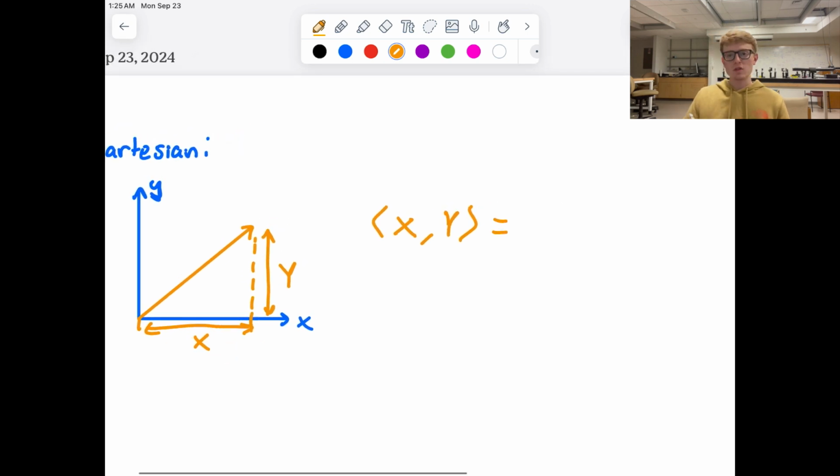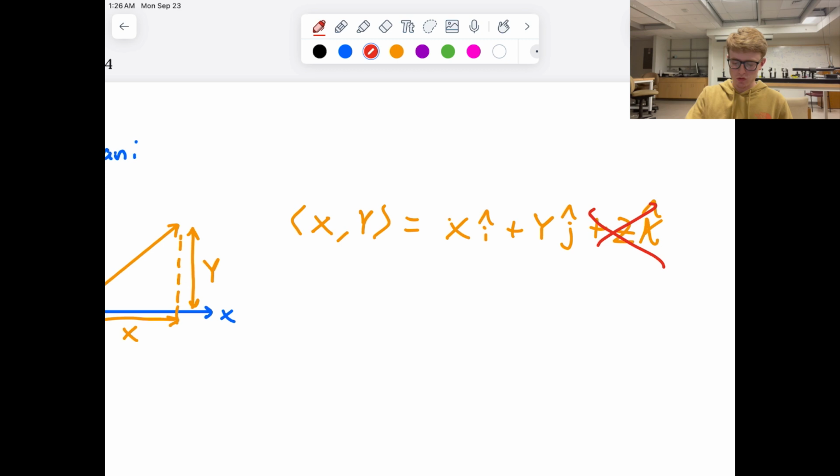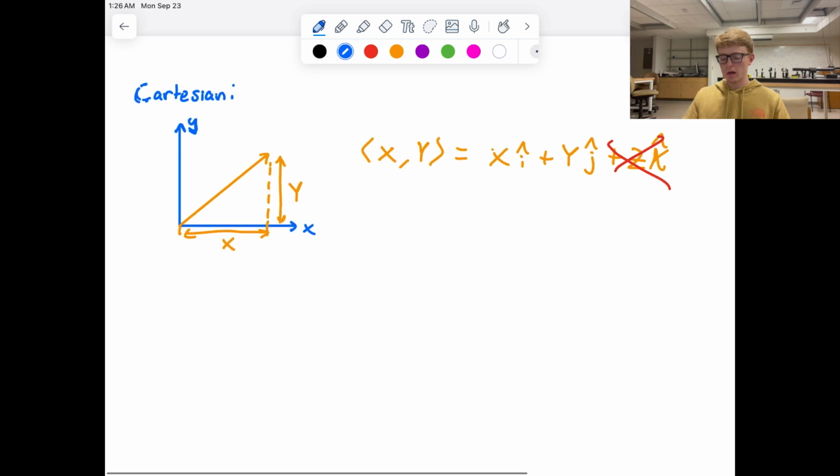Another format you'll often see is this I hat, J hat, K hat notation. Now I hat, J hat, and K hat are unit vectors. That's a mysterious concept that we'll talk about later, but just keep that in mind. It's really pretty simple, but we'll explain it in a few slides from now. So the other way to do this, we write X I hat plus Y J hat, and then if we had a Z value, plus Z K hat. In this case, we don't have a Z value, so I'll just X that out. But that's Cartesian, okay?